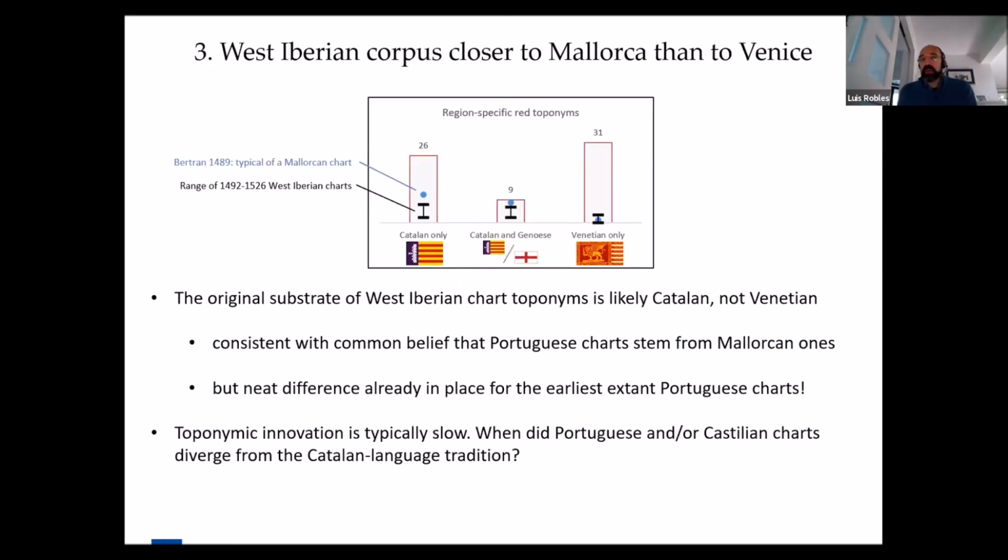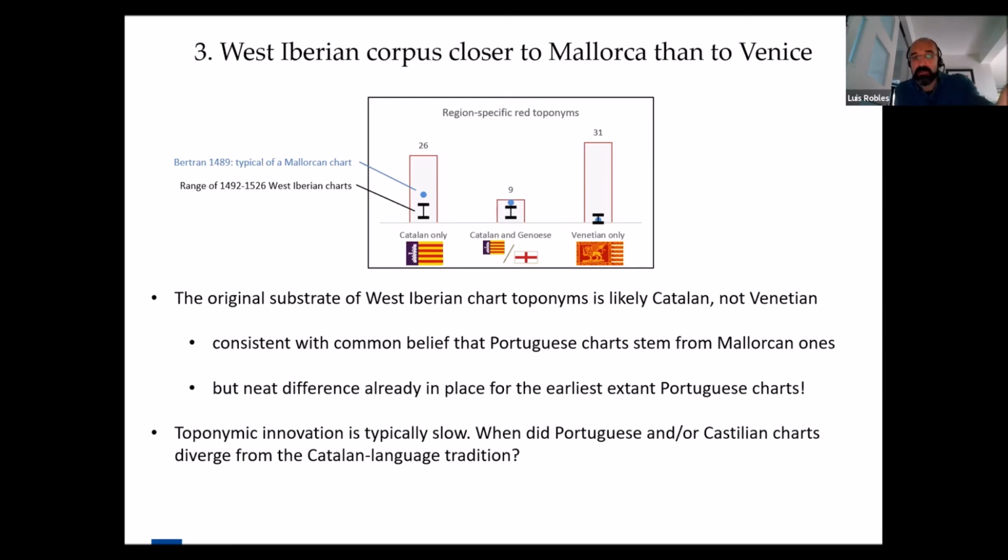And finally, I tried to probe the origin of this corpus. So first I plotted in that chart, which I think needs some explanation, this is the chart I showed before of the red names that are specific to Venetian, Genoese, or Catalan charts. I plotted the results for the Bertrand chart that I showed. So the results that could be expected from a Majorcan chart: very high in Catalan red names, very high in Catalan and Genoese red names, that's a shared category, and very low in Venetian names.